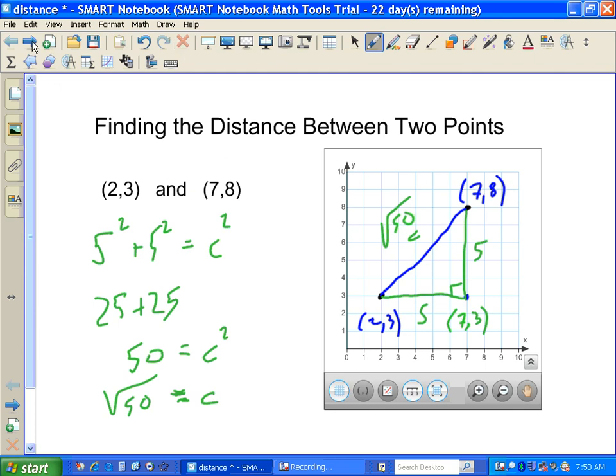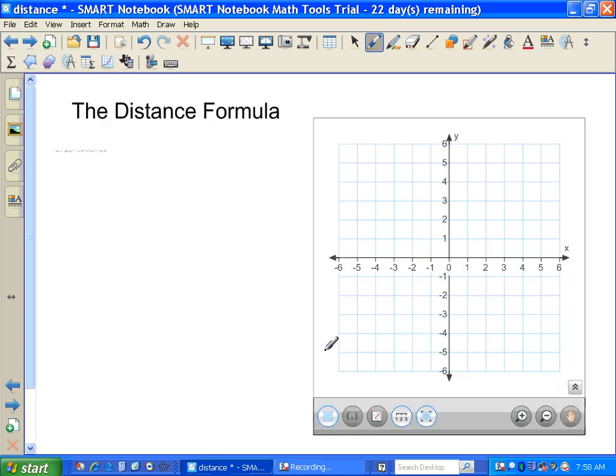All right, so that's how the distance formula works. It's based on the Pythagorean theorem. We probably want to be a little more sophisticated, and that's what we'll do on this next slide.